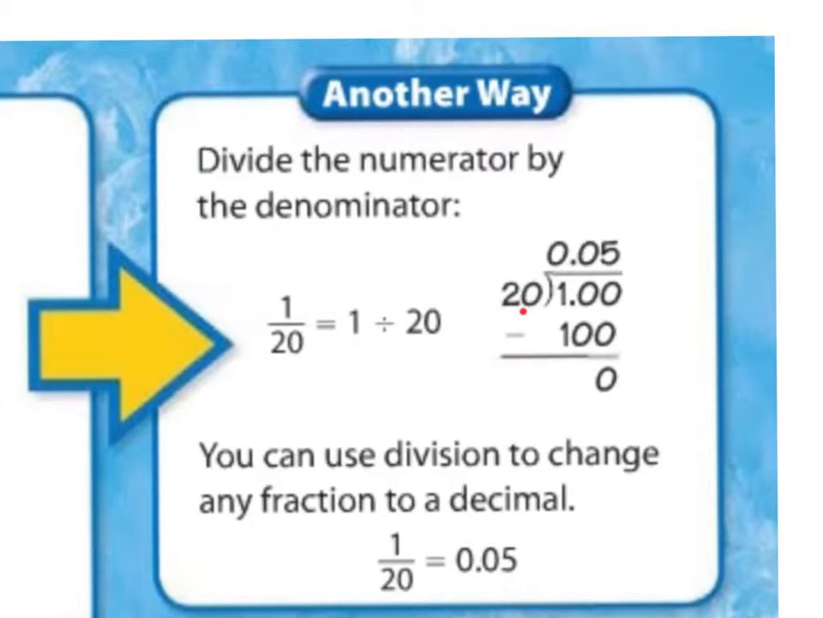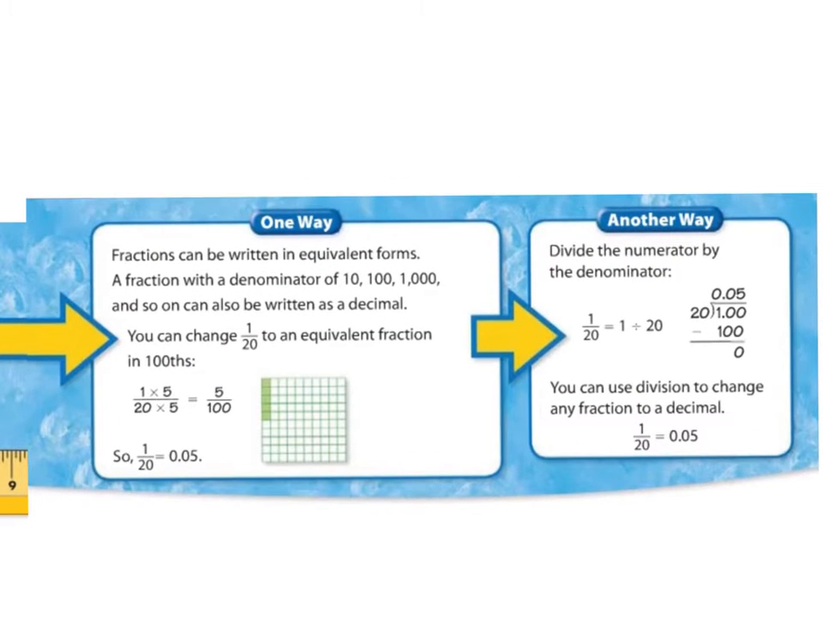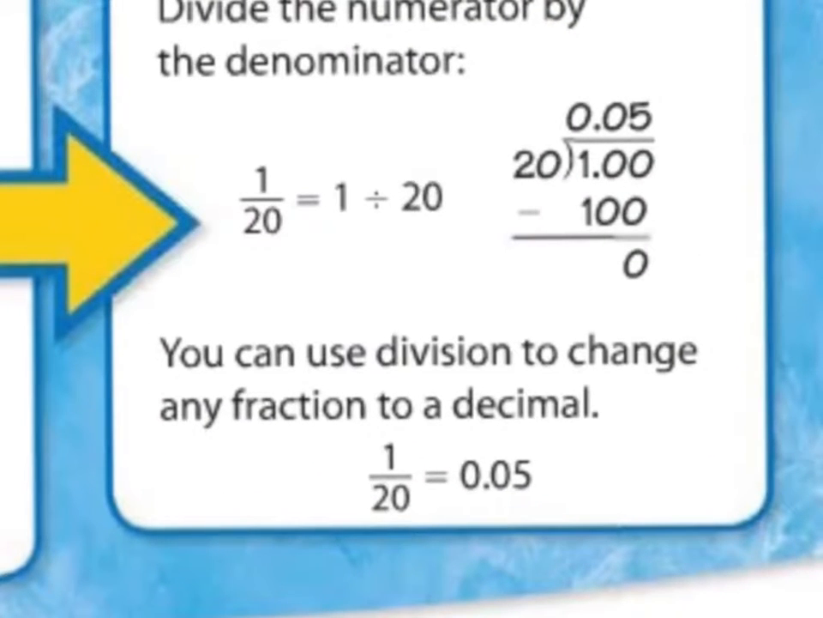20 cannot go into 1. 20 cannot divide into 10. But if there were 100 sheep, you could make 5 groups of 20. 20 times 5 is 100. Subtract, you get 0. We just made 1/20th into a decimal of 5/100 by dividing. You need to choose whether you would like to divide most of the time like this, or whether you like making an equivalent fraction by multiplying the top and the bottom so that the bottom number equals 100. In our other way, you can use division to change any fraction to a decimal, any fraction at all.